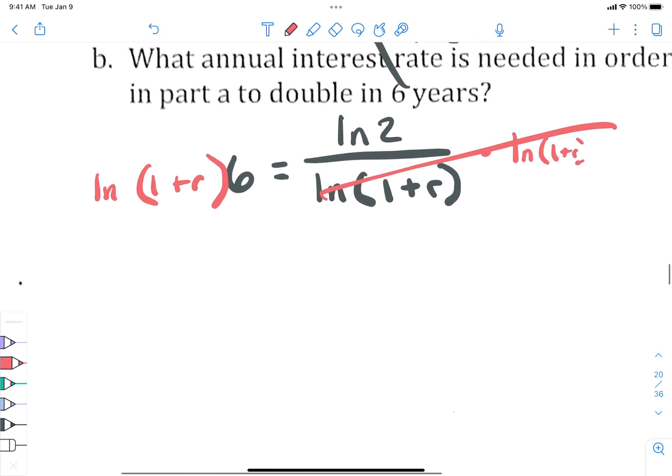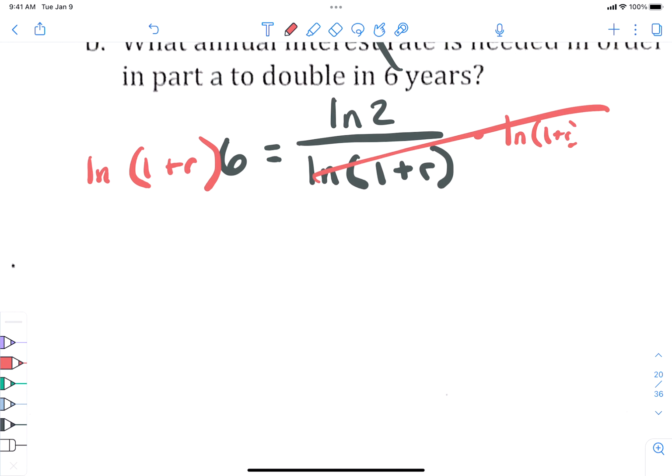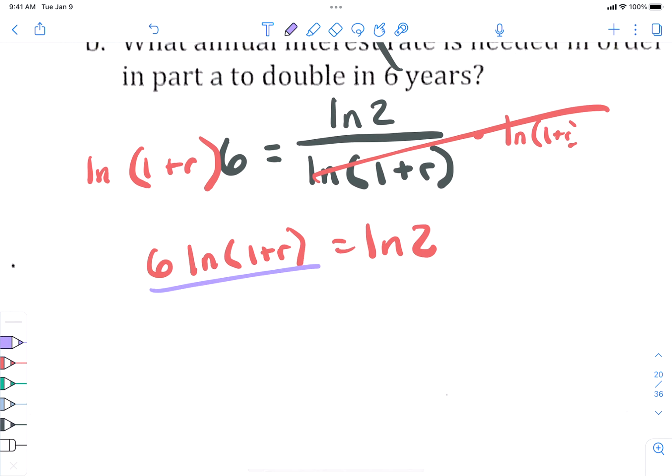Okay, now what? Take the ln over 2. So now I'm gonna put the 6 in front. I've got 6 ln of 1 plus R equals ln of 2. If you can't see what's going on, rewrite it so it's not as messy. Now what? Divide by ln? The 1 plus R is stuck inside of the ln, so you can't just divide the ln over. Get rid of the 6. Let's divide the 6 over. Okay, all right, here we go.